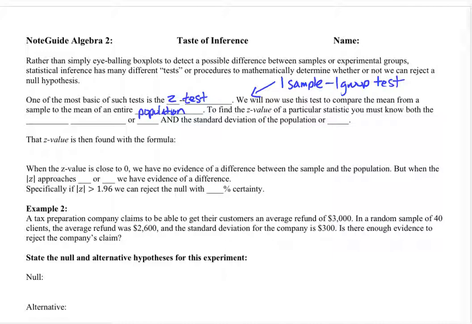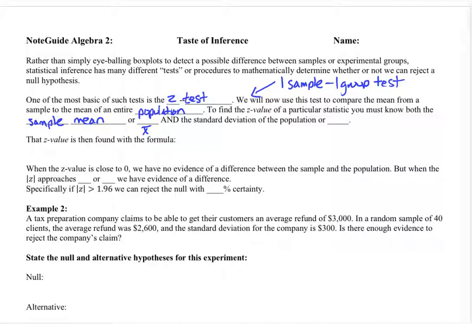So to find the z-value, that mathematical precision value that we need of a particular statistic, of this particular situation, in fact, you need to know both the sample average or sample mean. I think we've been using that recently. We called it x bar, right? Let me get that down below a little better. So what should go in this blank is x bar.